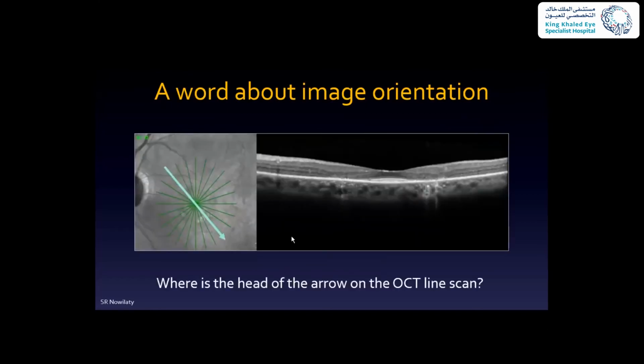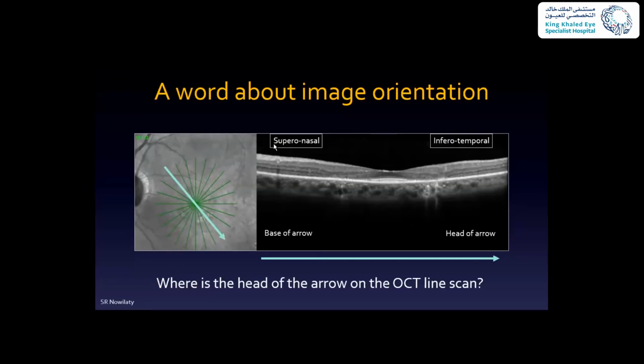Okay, and here, where is the head of the arrow on the OCT line scan? I'm showing you an arrow. So where is the head of the arrow on this part of the scan? I think we've been through this. By convention, as we mentioned, the arrow is always on the right. So the arrow is here, and this will be the base of the arrow. This will be the head of the arrow. And therefore, this is inferotemporal, and this is here supranasal.